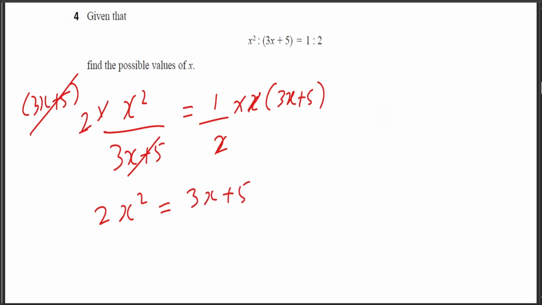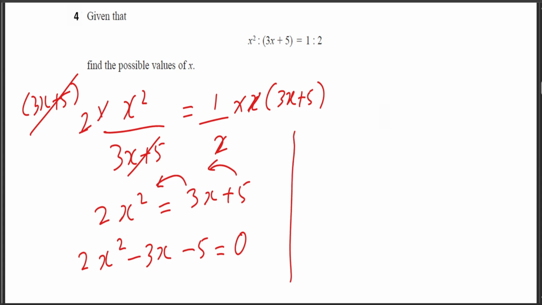Now collect the like terms, obviously. Push the 3x and the 5 to the left side, so you have 2x squared minus 3x minus 5, because if you push it there, the positive will come to negative, and the positive 5 also becomes negative 5. Now again, this is a quadratic equation. If you have a quadratic equation, then obviously to use the same thing, the sum and the product, the SPF. Okay, the sum and the product.